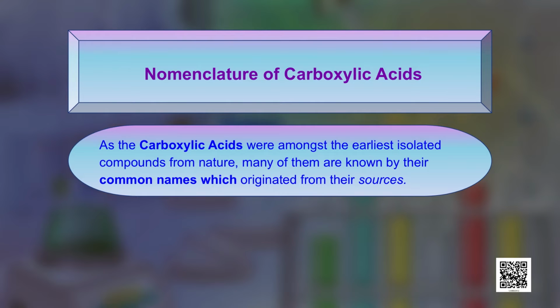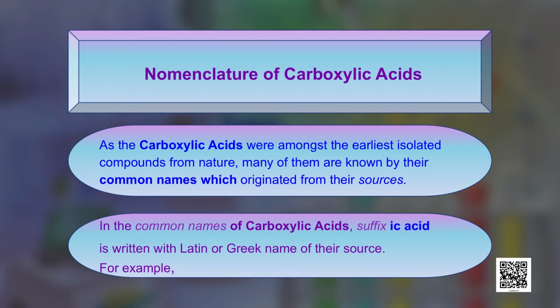After having the general idea about the carboxylic acids, let us understand their nomenclature. We name the carboxylic acids by two methods. One is common nomenclature, that is common names, and the other is IUPAC names. As the carboxylic acids were among the earliest isolated compounds from nature, so many of them are known by their common names. The common names originated from their sources, that is from which the carboxylic acid was isolated or found.